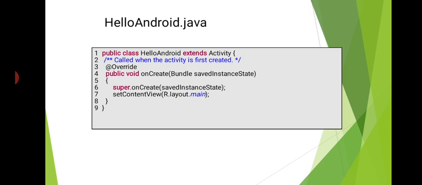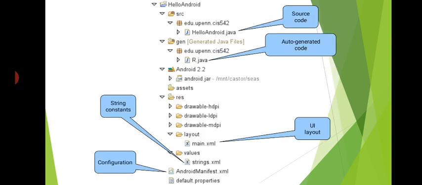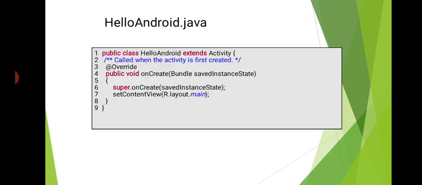This is a sample program that is being created, HelloAndroid.java. As I showed you in the previous slide, HelloAndroid.java, the source code, that itself is over here. So this is the source code of the Android sample program, Hello World.